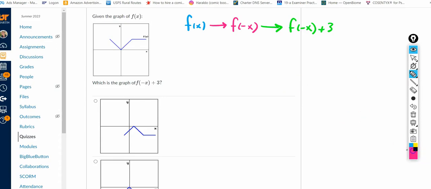Okay, so to get to f of -x, I take the blue one and reflect it in the y-axis. So this bit reflected is going to give me that over here. This bit reflected is going to give me that over there. And this part reflected in the y-axis is going to give me that over there. So what I've drawn in red is f evaluated at -x. Then I'm going to take the red one and move it up 3 to get the green one.